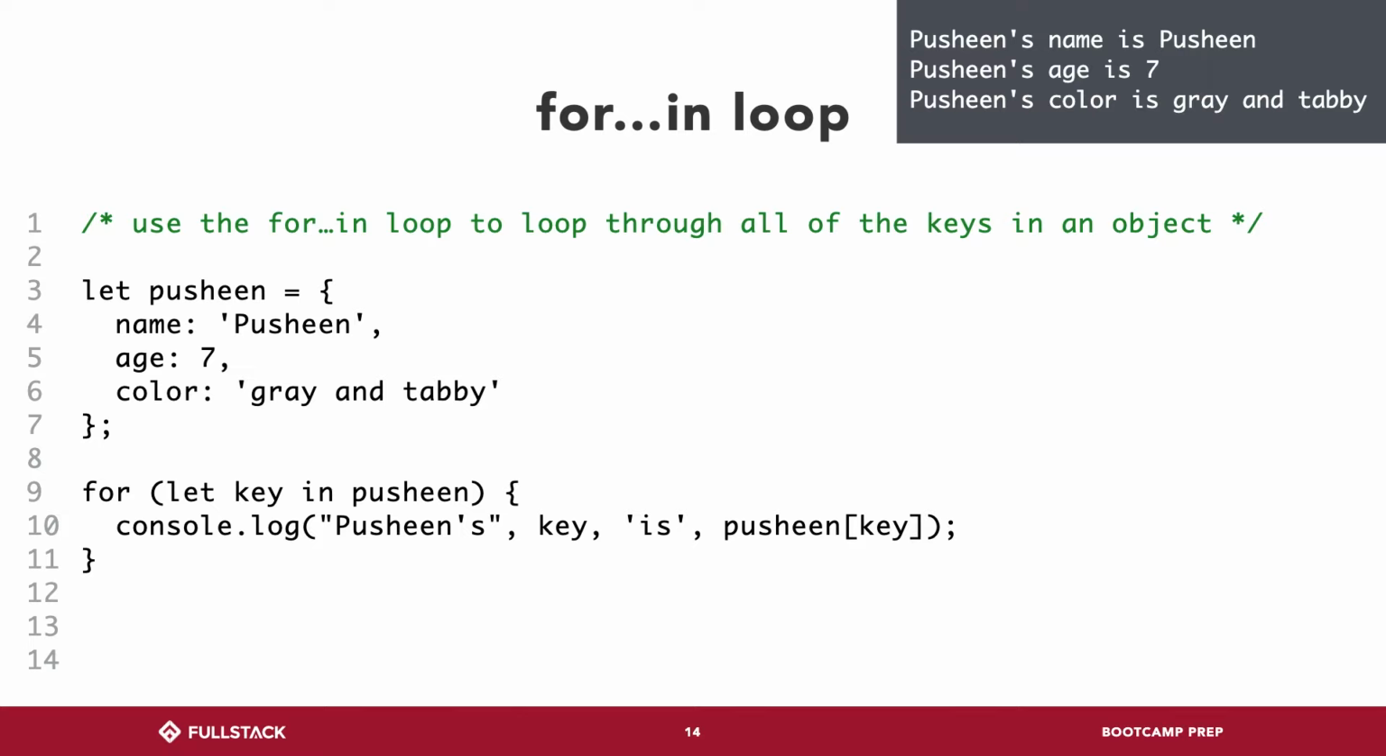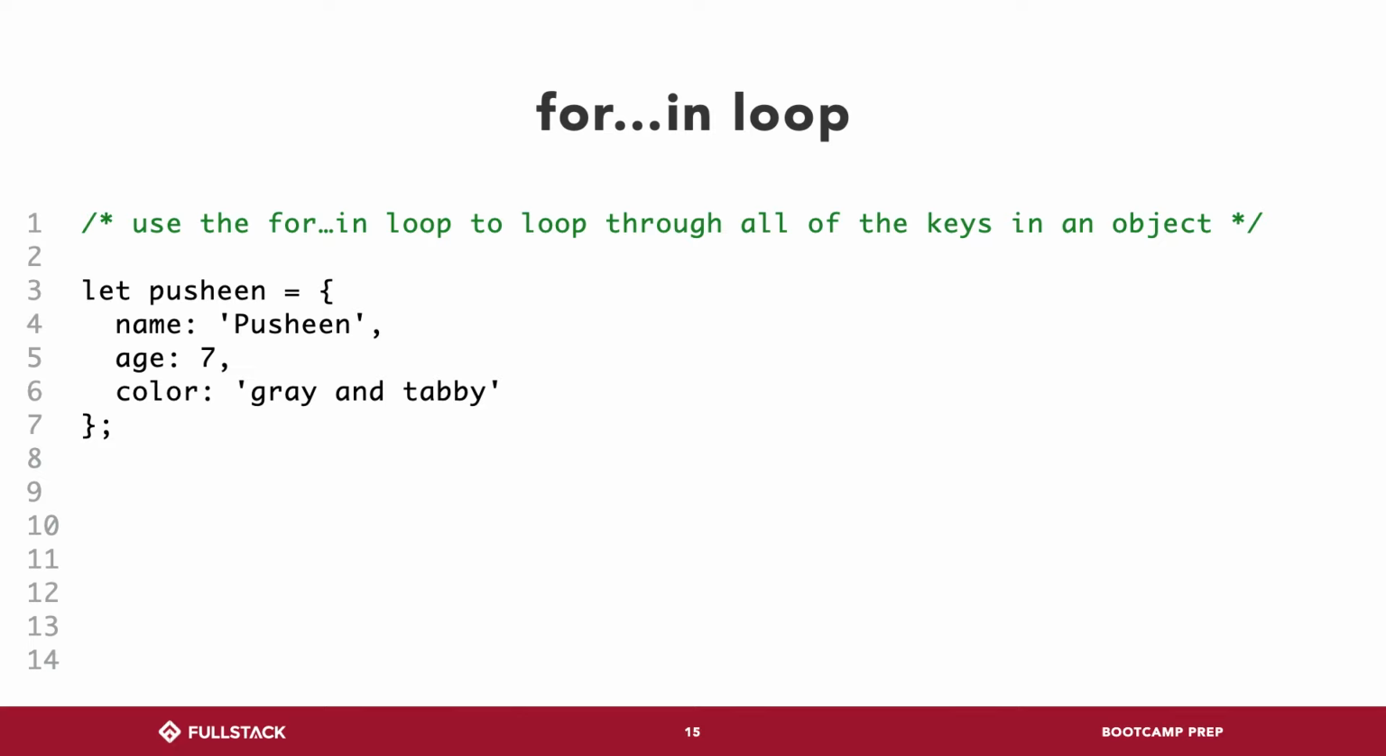Is anyone confused by for in loops? And you don't need to put the key in quotation. No. Why? Then it would just be the string key, and it would be the same thing as using dot notation in the for loop.